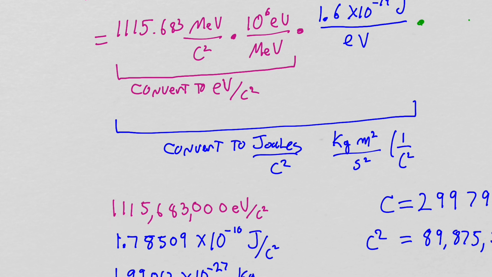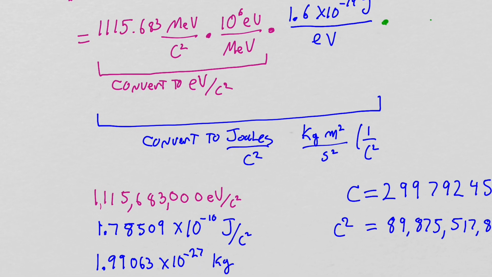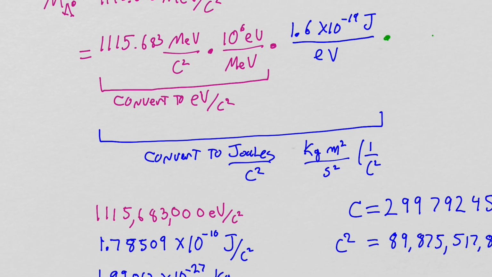And, well, I guess I'm missing a comma. Let's see, so that would be 1,115,683,000 electron volts, right? It's just a little more than 1 giga electron volt. And that's its mass in electron volts. That's after you convert to just raw electron volts, multiply by 1,000,000. Then there's the conversion factor of 1.6 times 10 to the minus 19 joules per electron volt.